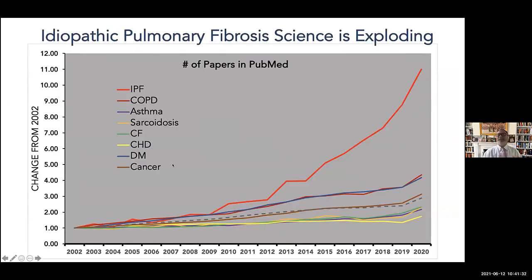The first thing I want to tell you all is a very important thing, which is that IPF research and pulmonary fibrosis research has exploded in recent years. What you see here is basically numbers of publications in the general scientific literature from 2002. This is the baseline, and the dashed line is the average for all of the papers. The yellow is coronary heart disease and brown is cancer.